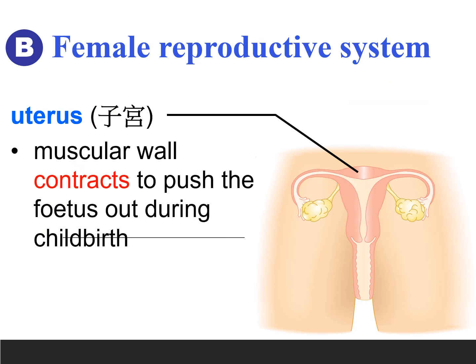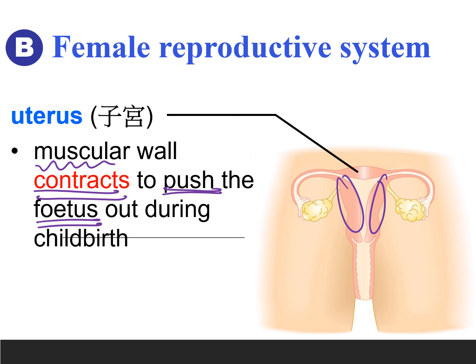After, for example, your mother is pregnant for 10 months, 10月懷胎啦, and the time is right for the baby to come out of your mother, the uterus will start to contract. The muscular wall will contract to push the baby or the fetus, 胎兒啦, out of the uterus. It pushes the baby out during childbirth.